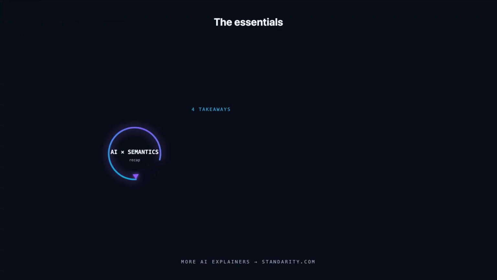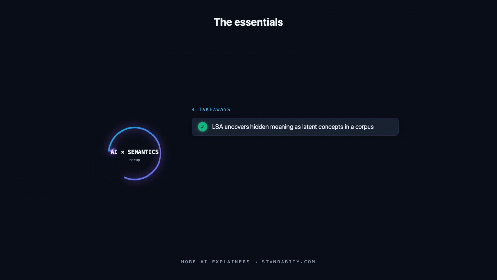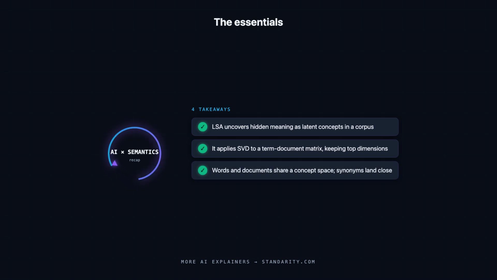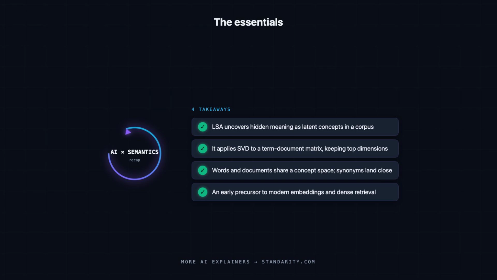All right, let's gather up the essentials so this really sticks. There are 4 things worth taking with you. Latent semantic analysis uncovers hidden meaning by finding latent concepts across a large text collection. It builds a word-by-document table, then applies singular value decomposition and keeps only the top dimensions. That compression maps words and documents into a shared concept space, so synonyms like car and automobile land close together. It was an early precursor to today's embeddings and dense retrieval.